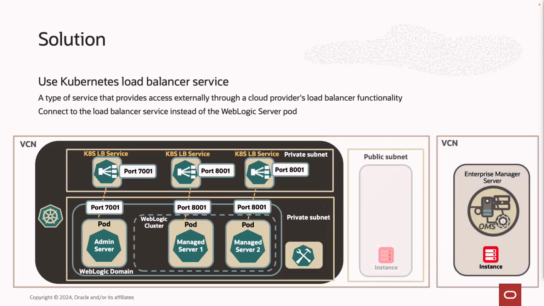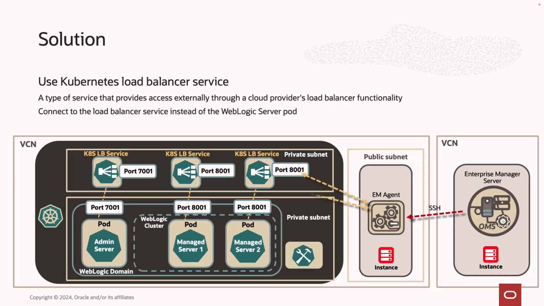The next is to install an EM agent. You can create a public subnet and a bastion server within the VCN. Then using SSH, let EM push the agent binary to the bastion server and remotely install the EM agent. This way, the EM agent can connect to the load balancer services, which connect to the WebLogic servers and receive the metric data from them.